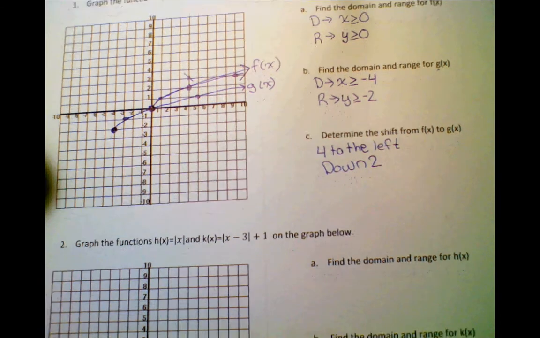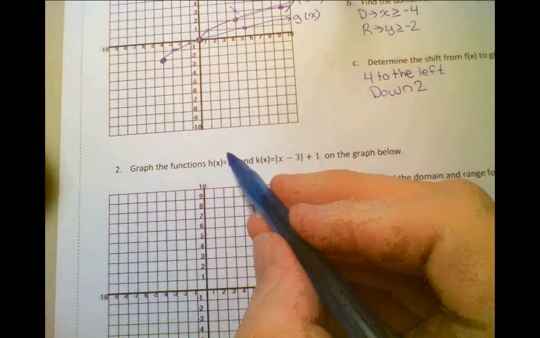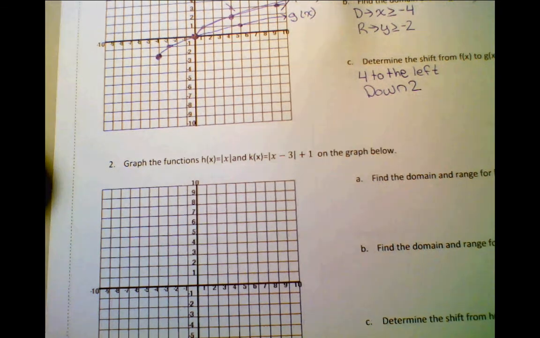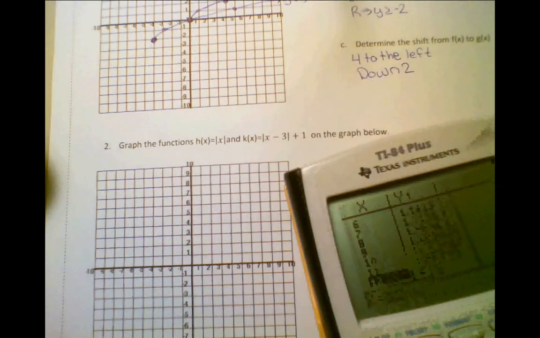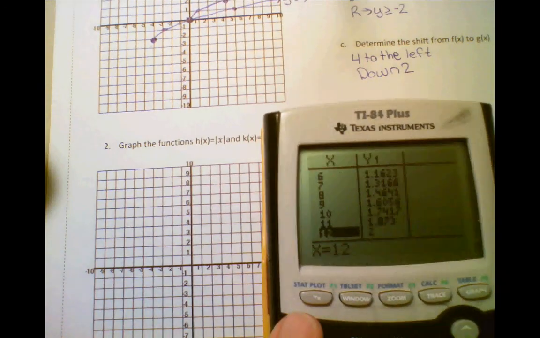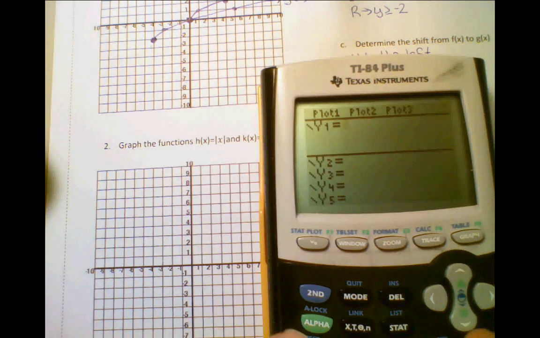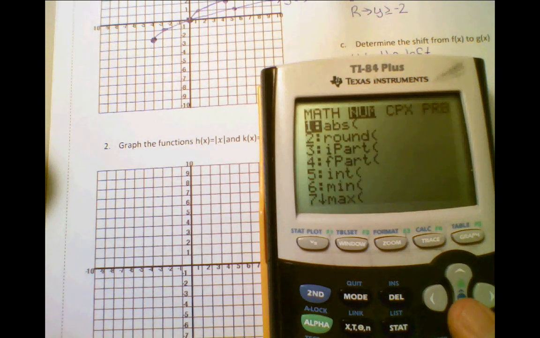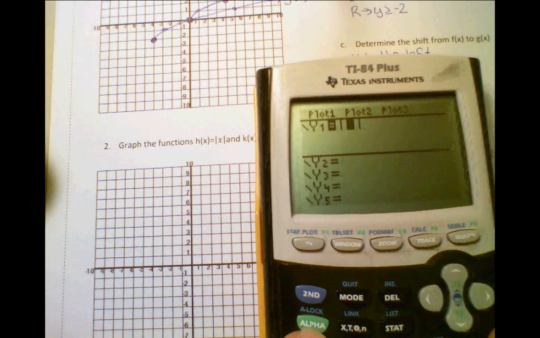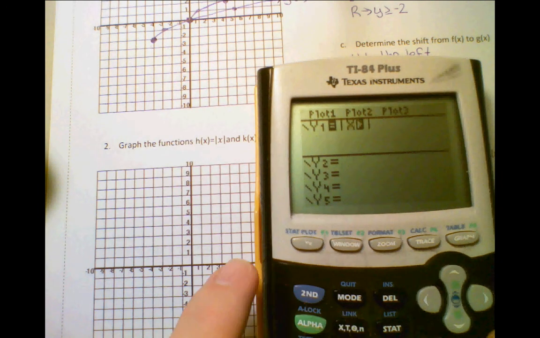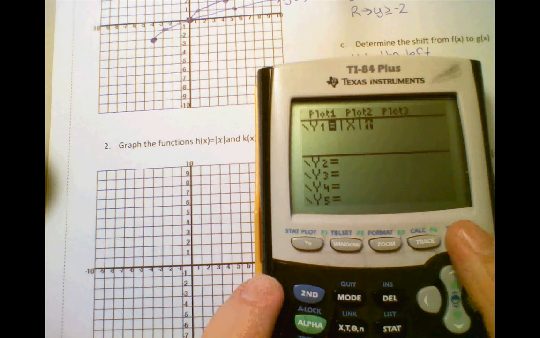Okay, let's take a look at the next problem. Next one has to do with these two lines called the absolute value. If you go into your graphing calculator, which you should have on your phone by now, you're going to go to Math, Num, and the first one is ABS, that stands for the absolute value. So the absolute value of x is going to be our first function.